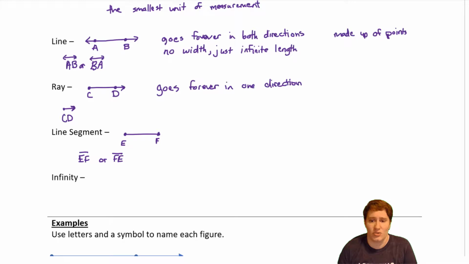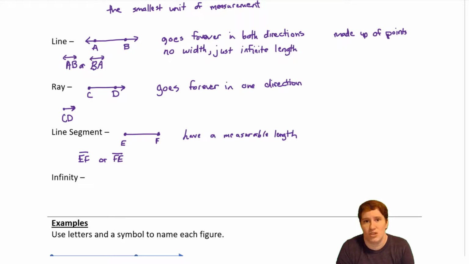This time it doesn't go forever in one direction, though. The line segments have a measurable length, meaning that if you have a ruler, you can actually sit here and measure how long a line segment is, assuming you have a long enough ruler. It's also made up of points. It also doesn't have width, but it does have a length.